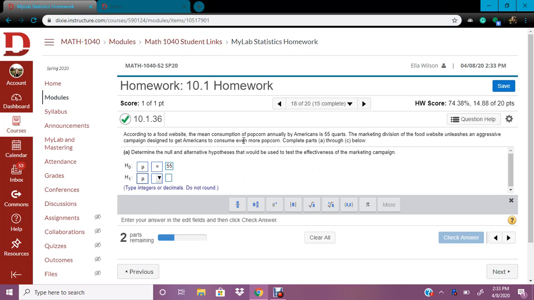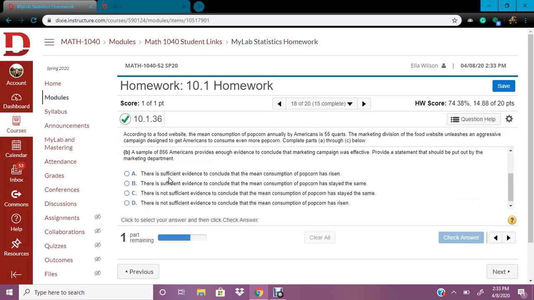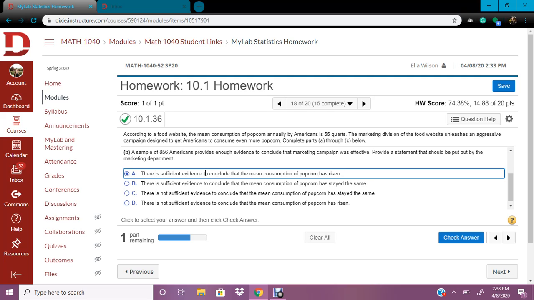they think that it's even more popcorn. So we're going to do that the mean is greater than 55, just because that's what it says right in the question. So there's enough evidence provided that the marketing campaign was affected. So that means that there is sufficient evidence to conclude that the mean has risen.